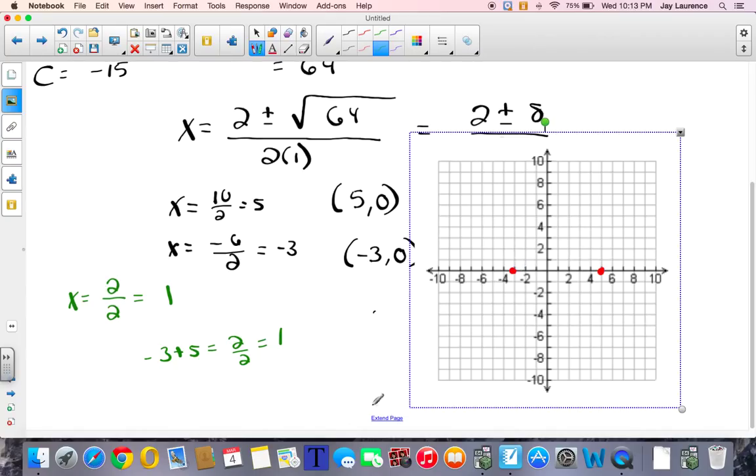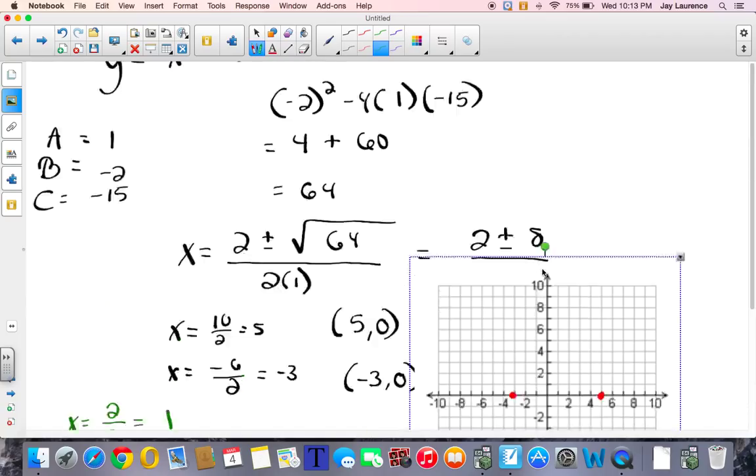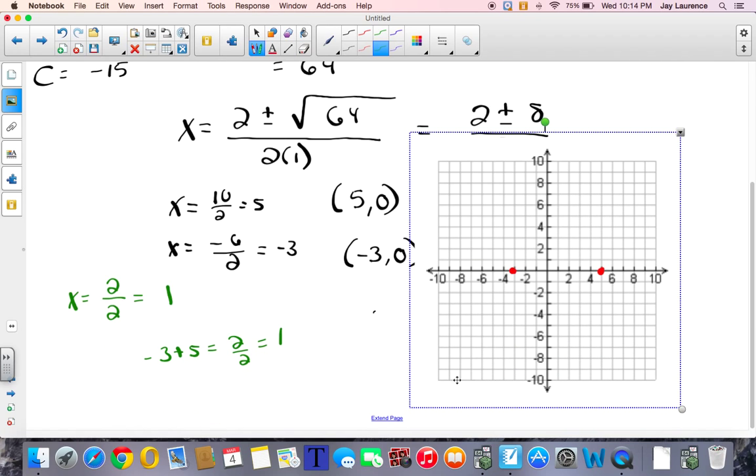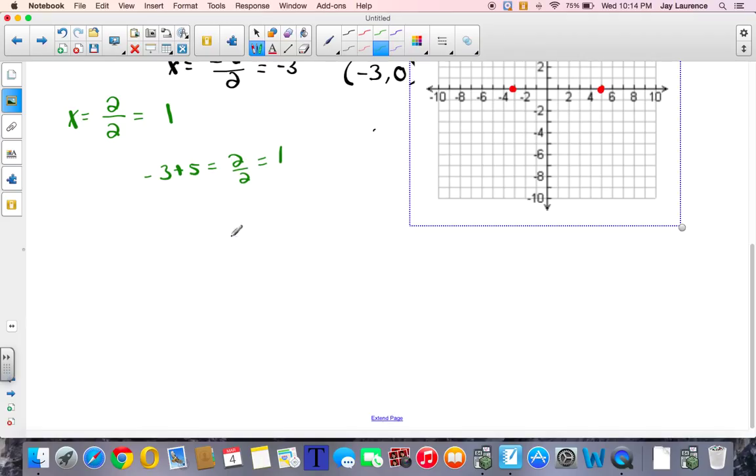Okay, so now to find the y-coordinate, I'm going to plug it in. I'm going to go y equals 1 squared minus 2 times 1 minus 15. So then y is going to equal 1 minus 2 minus 15. And then y is going to equal negative 16, right? So the vertex is going to be at 1, negative 16.